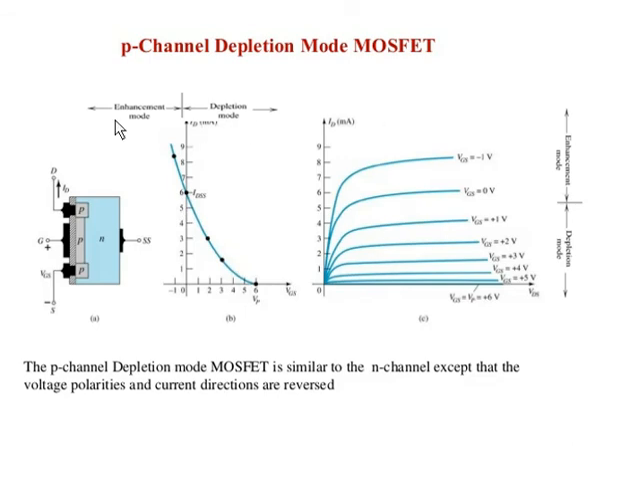So this is the transfer characteristic of the p-channel depletion mode MOSFET, and this is the drain characteristic. Drain characteristic means drain voltage versus drain current. We can see that for positive values of VGS we have depletion mode, and for negative values of VGS we have enhancement mode. So this is the drain and transfer characteristic of the p-channel MOSFET.